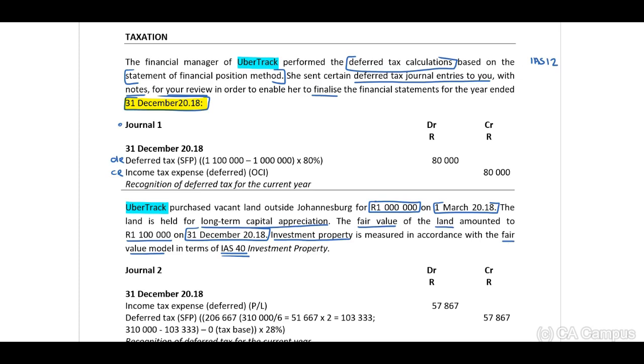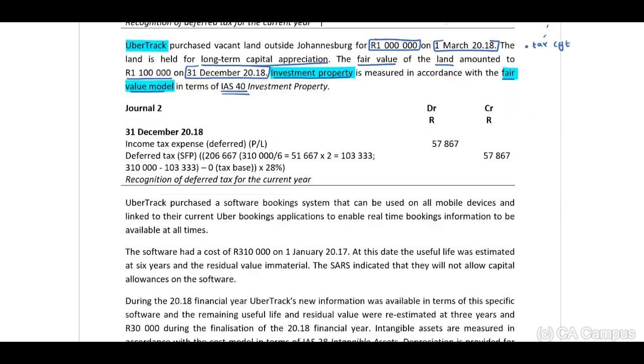When we look at this, we are able to identify investment property at fair value model, very similar to land based on our revaluation model. Therefore, we need to know that the tax will be based on our CGT. And when we look at the journal entry, they have only used 80%. There's no tax rate, right? And also they have used OCI. Now, OCI we will use when we revalue. This doesn't make sense. Okay, Journal 2.